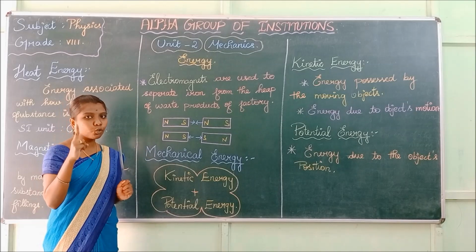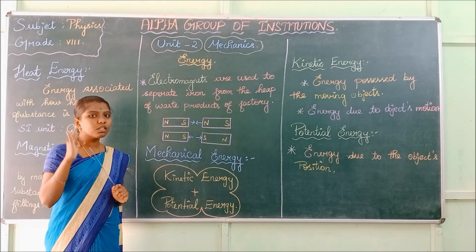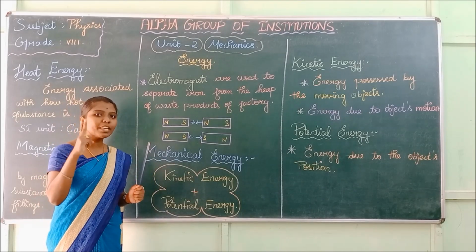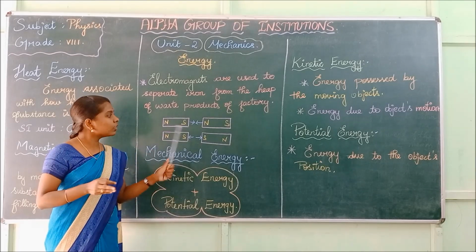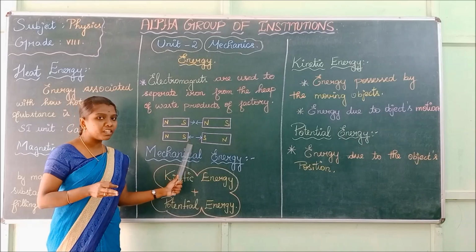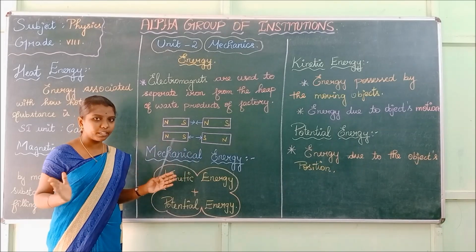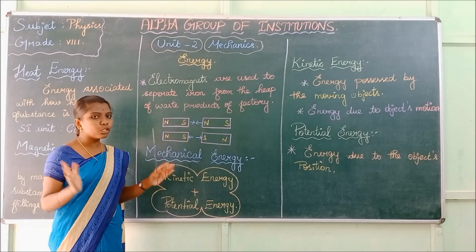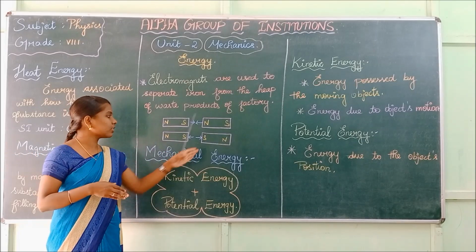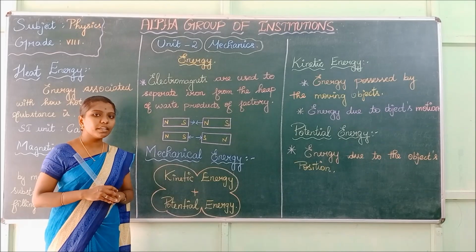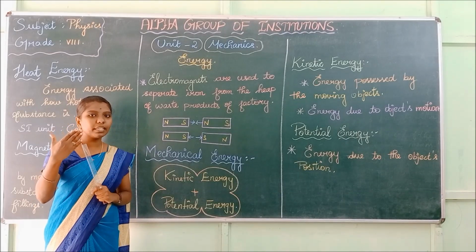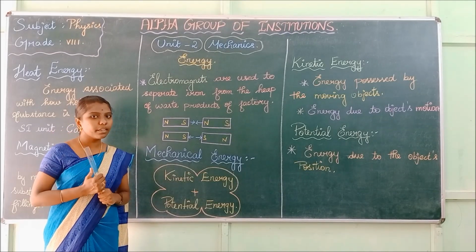Yes, a magnet has two major poles, namely North Pole and South Pole, and it has two major properties, attractive property and repulsive property. Two same poles will repel each other, that is, they will get separated from each other. Two opposite poles will get attracted to each other. Next, we have seen what is mechanical energy. Mechanical energy is the sum of kinetic energy and potential energy.